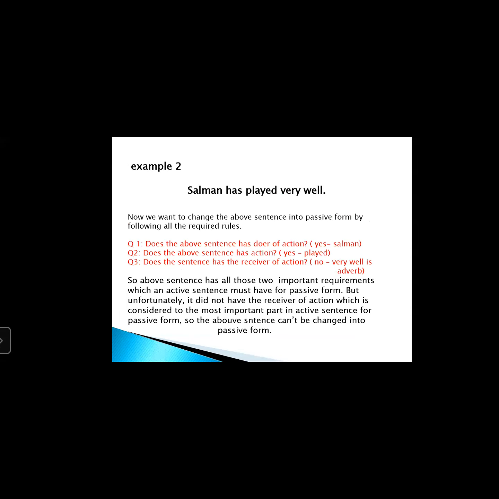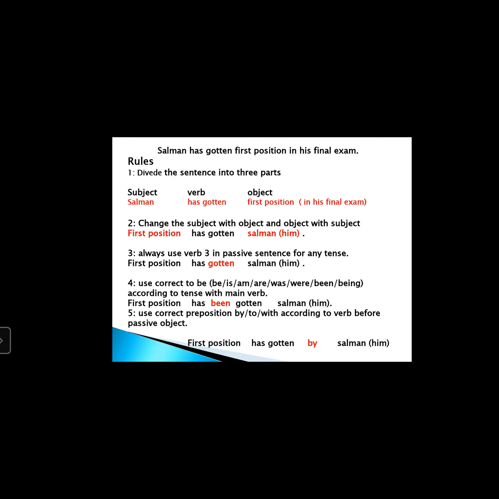As I told you before, having a receiver of action is very necessary. So there is no receiver of action, and due to this one shortcoming we cannot change the above sentence into passive form. You may find some spelling mistakes in my writing, but it happens.